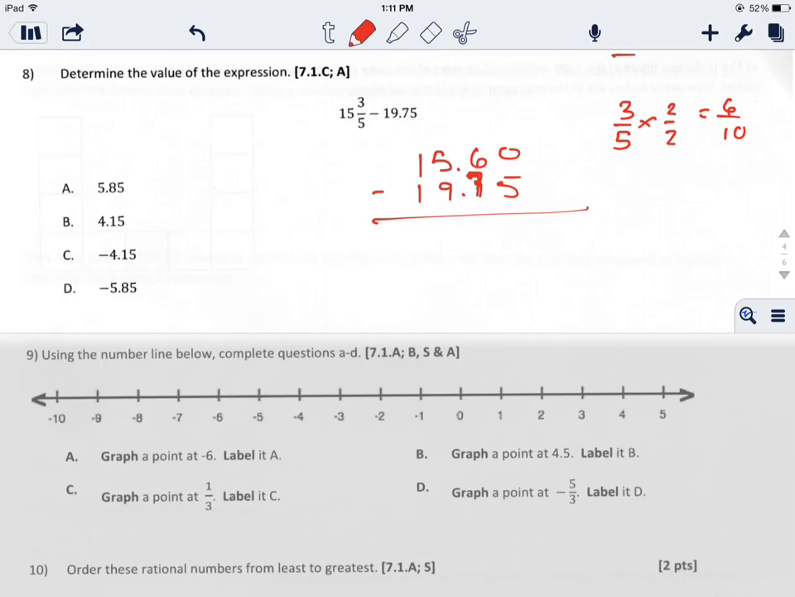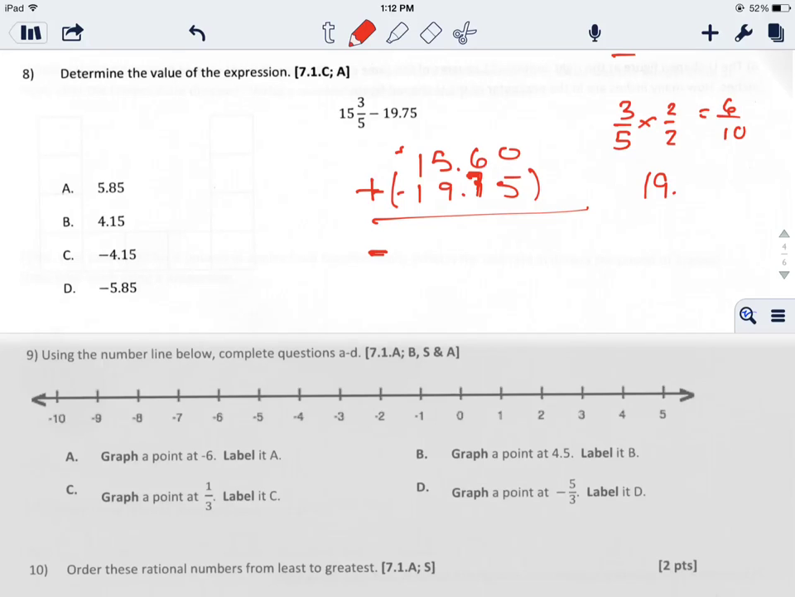Maybe it's not as clear to you. Let me change it to addition of a negative number. Now I can see I've got a positive number and a negative number, and the negative number has a greater absolute value. So my answer is going to be negative. Now I need to find out how much.